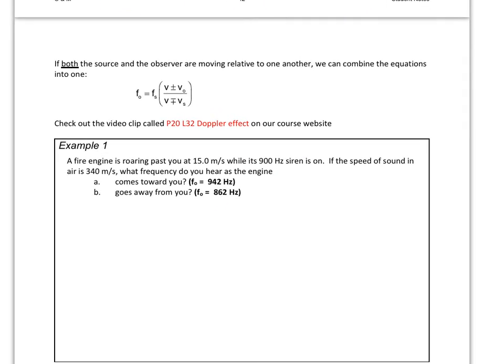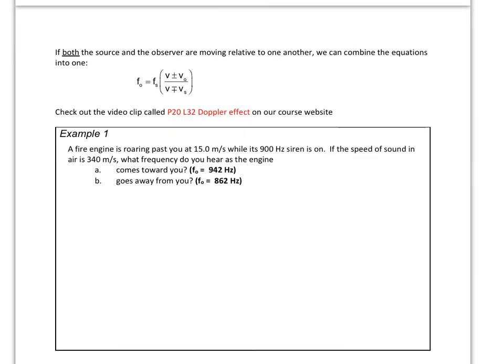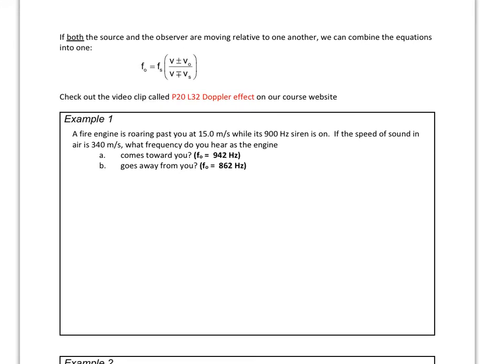All right, if both the source and observer are moving relative to one another, we can combine these equations into one. Okay, so a few different examples here. A fire engine is roaring past you. In this case, the source is moving at 15 meters per second while its 900 hertz siren is on. If the speed of sound in the air is 340 meters per second, what frequency do you hear as the engine comes towards you and goes away from you?